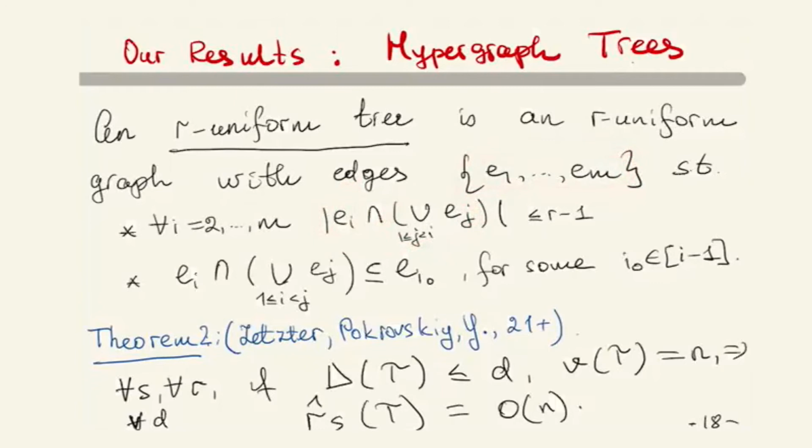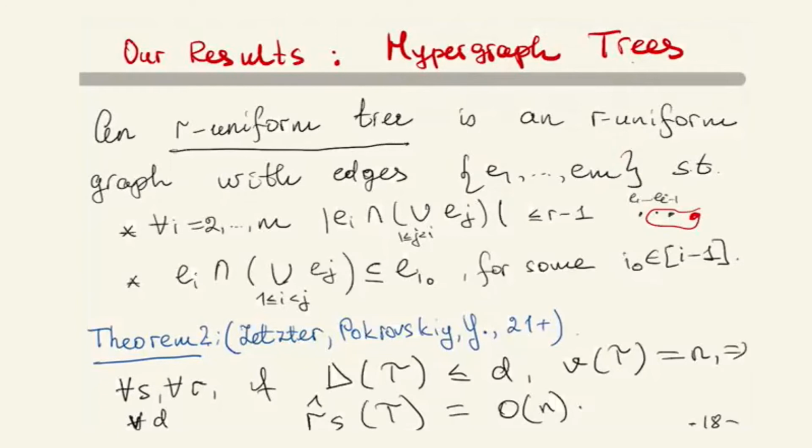The idea here is that whenever you obtain e_i in this ordering, you have your graph with all the edges e_1 up to e_{i-1} living here. To get a new edge e_i, you have to add at least one new vertex. That's what the first property says. And the second one says that if you look at this intersection with all the previous edges, then it must lie in one specific edge.